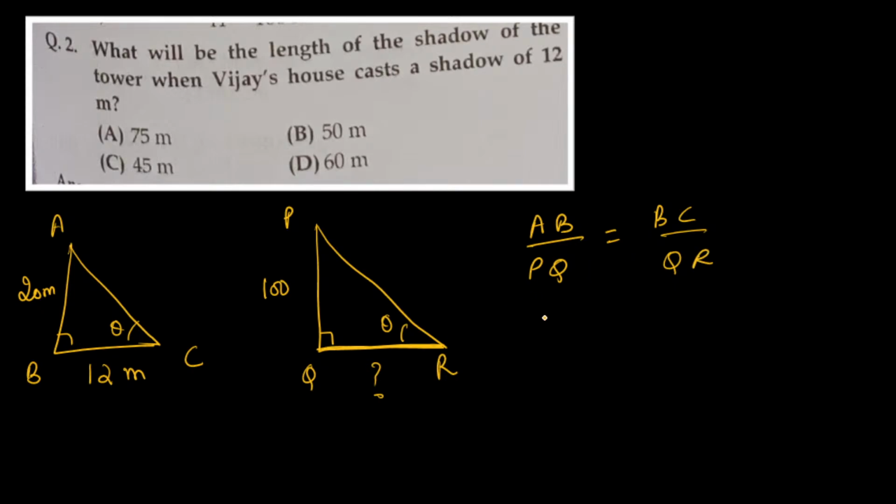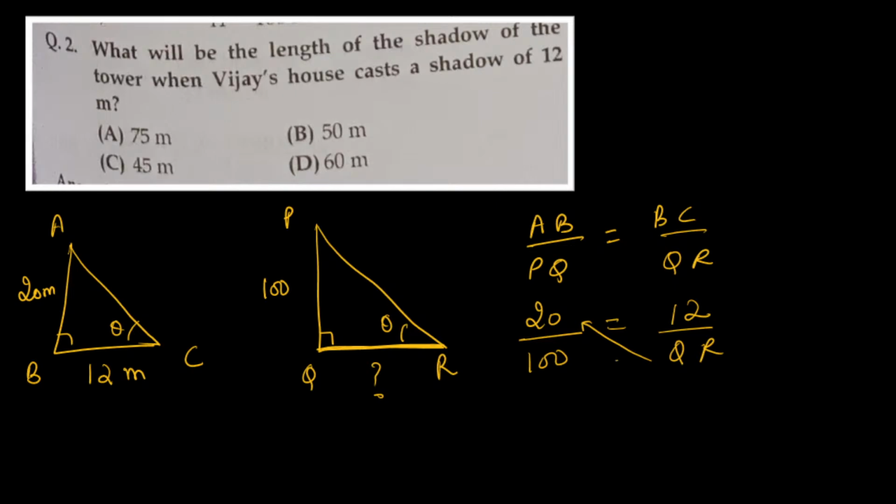So AB's value is 20. PQ is 100. We found this in the previous part. See, the height of a particular thing will not change, but the length of the shadow will change from time to time, while the height of a building will always remain the same. So 20 by 100 is equal to BC by QR. QR we have to find.